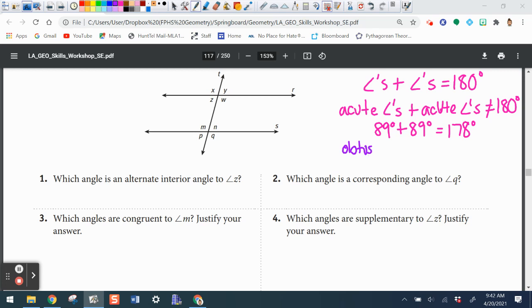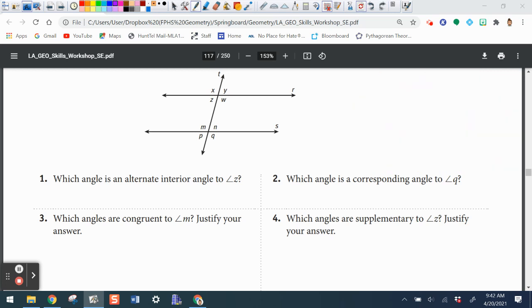Think about that one. An obtuse angle plus an obtuse angle can't equal 180 degrees either, because the smallest obtuse angle I can think of, without getting into decimals, of course, is 91 degrees, and 91 plus 91 is 182. So what does that mean for angles being supplementary? They either both need to equal 90 degrees, so they could both be right angles, or one has to be obtuse and one has to be acute. Keep that in mind as we look at item 4.